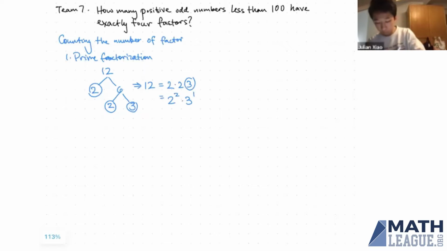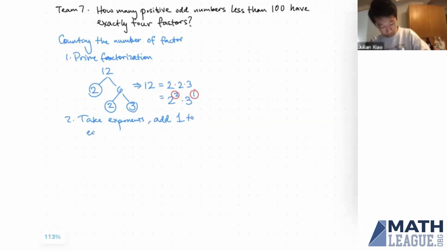Now, the trick is, in order to find the number of factors a number has, you take the exponents, which are the numbers on the top, and then you add 1. And then you have to add 1 to each of them. And then you multiply them together.